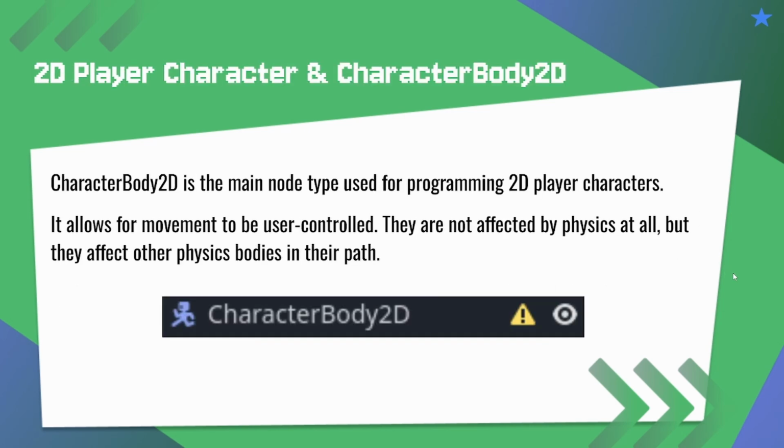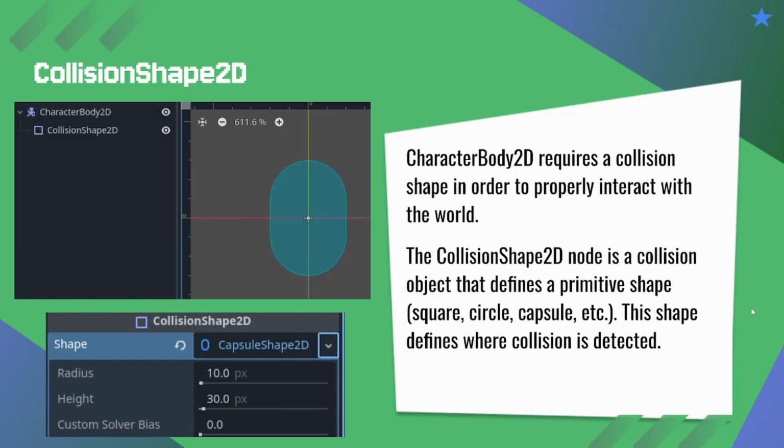Alright, so one important Node2D is the CharacterBody2D. This is the main node type used for programming 2D player characters. It allows for movement to be user controlled. They're not affected by physics at all, but they do affect other physics bodies in their path. So this is good for player characters because you want the movement to be controlled by the player, but if you have boxes, you also want the player to be able to interact with those as well.